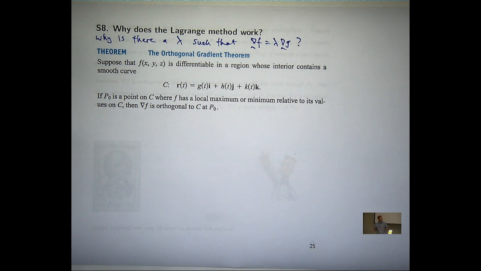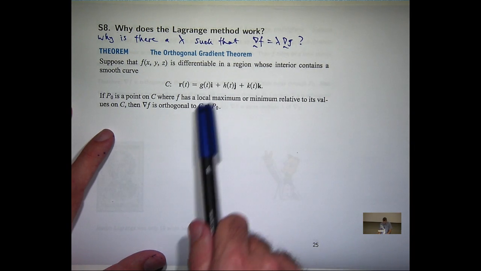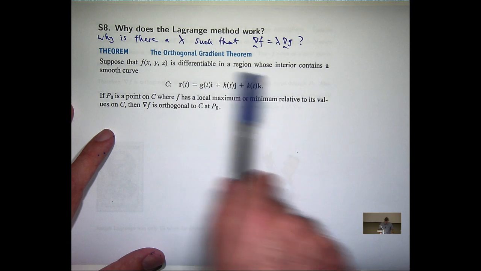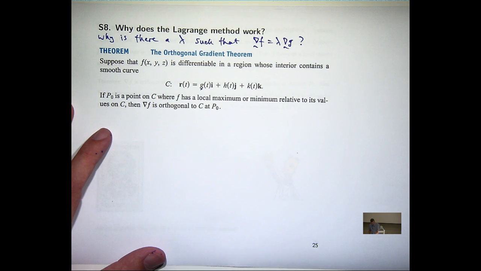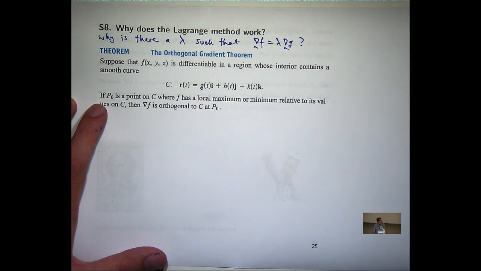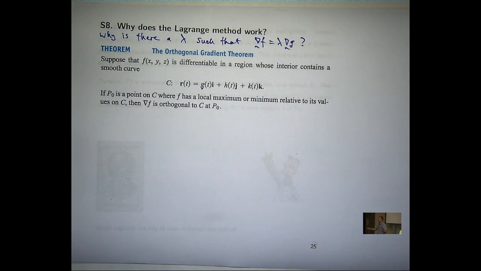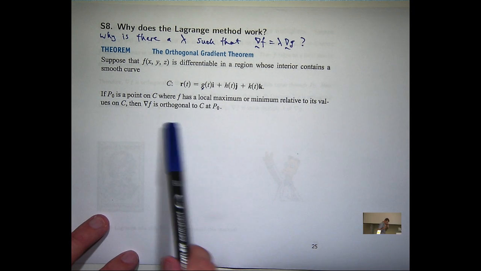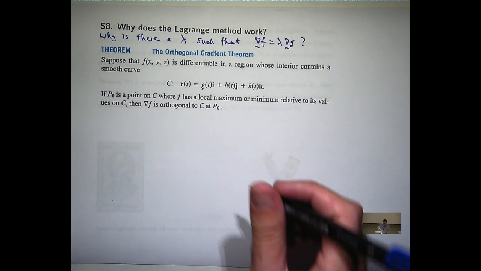And basically it comes down to in a region whose interior contains some sort of smooth curve, and you can parameterize the smooth curve. Now, this g here has nothing to do with the g there, all right? So don't mix that up. If P0 is a point on this curve C, where f has a local max or min relative to all the other points on the curve, then grad f is orthogonal to the curve at the point P0. In other words, the vector grad f is normal to the curve. So I'm just going to sort of draw this in two pictures.